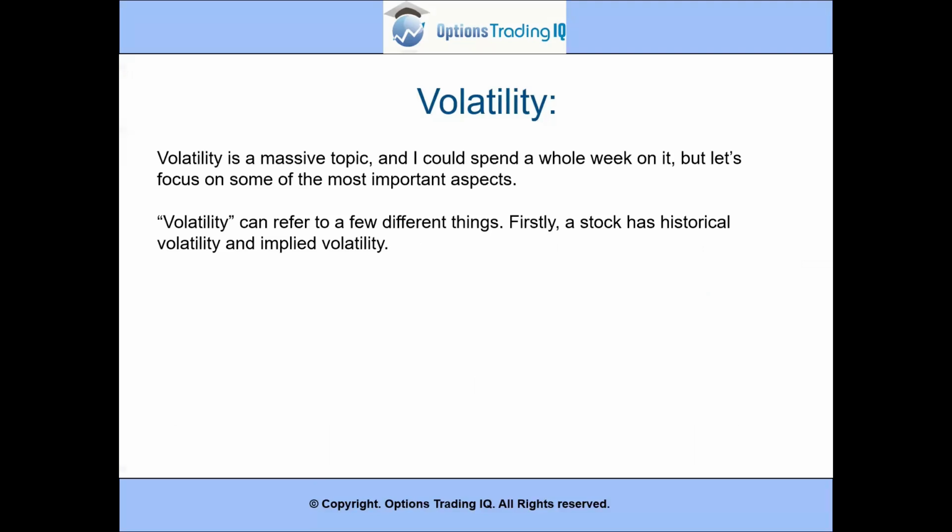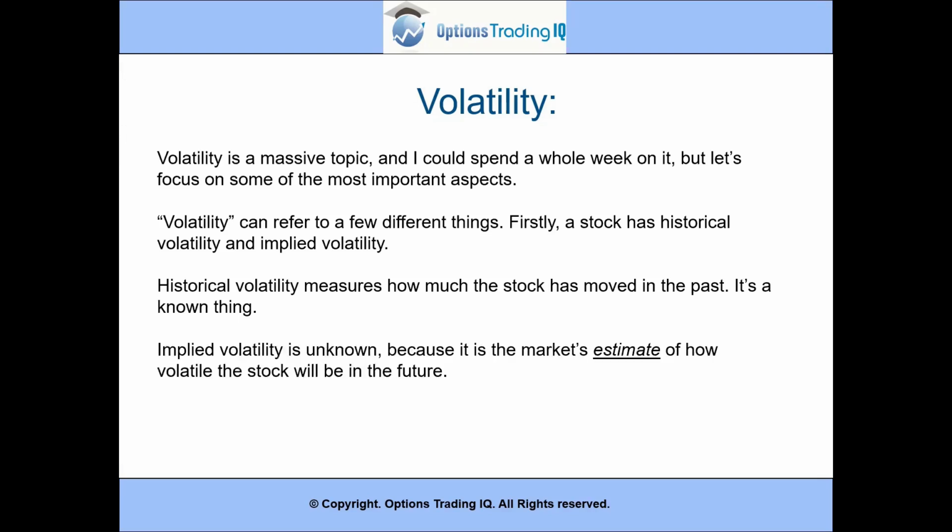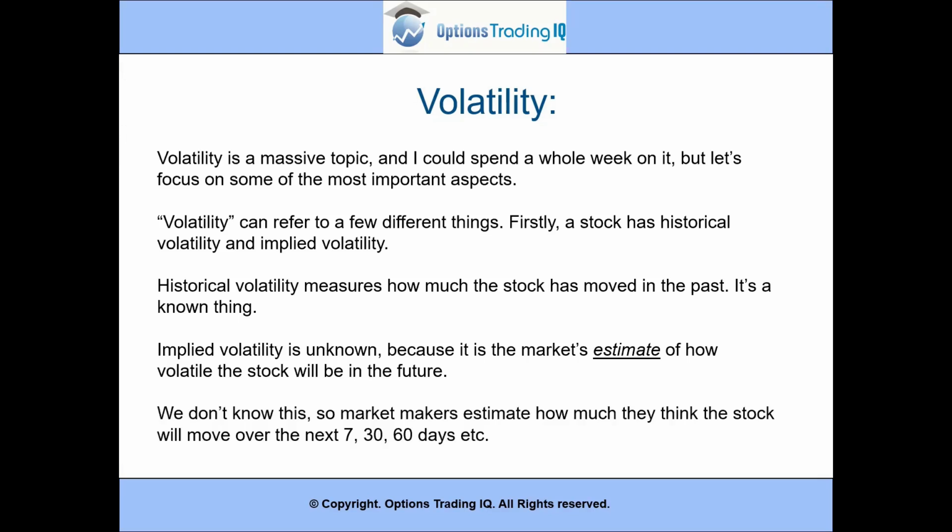Firstly, a stock has a historical volatility and an implied volatility. Historical volatility measures how much the stock has moved in the past, and that's a known thing. Implied volatility is unknown because it's the market's estimate of how volatile the stock will be in the future. We don't know this, so market makers estimate how much they think the stock will move over the next 7, 30, 60 days, etc.